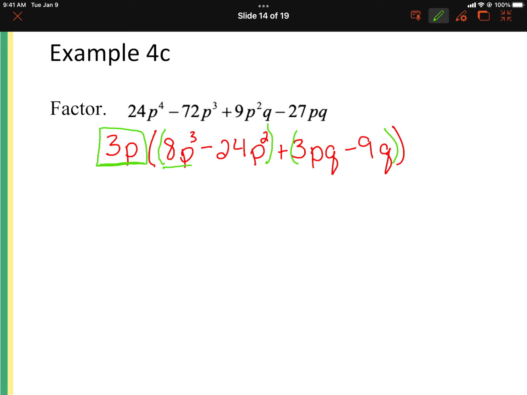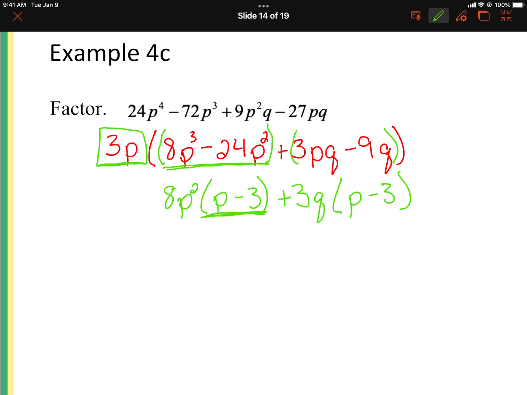So in my first group right here, what can I factor out? An 8p squared. And I'm left with 1p minus 3. No p's, right? Plus, what am I going to factor out of my second one? A 3 and a q, which leaves me with a p minus 3. It is crazy how these always end up the same, aren't they?